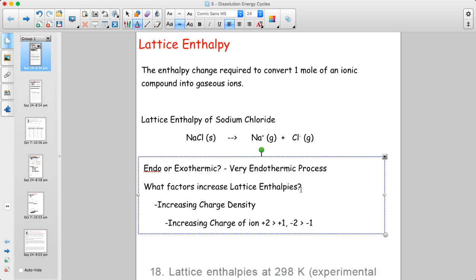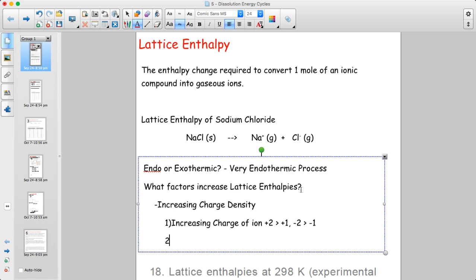to break them apart. The second factor, probably the less important factor, so we'll number them 1, and then the second thing to consider would be number 2. When things have the same charge, you would want to compare their ionic radius. So, decreasing ionic radius will make a stronger or higher lattice enthalpy, because if the same amount of charge is spread over a smaller ion, it's more concentrated and the attraction will be stronger.